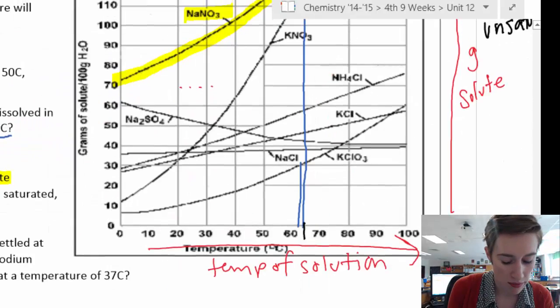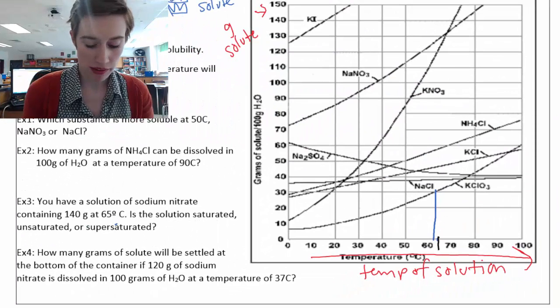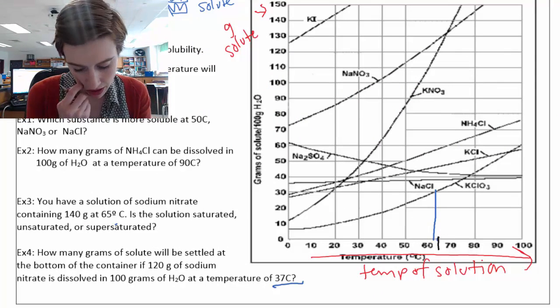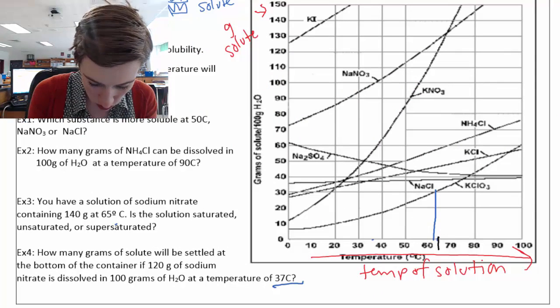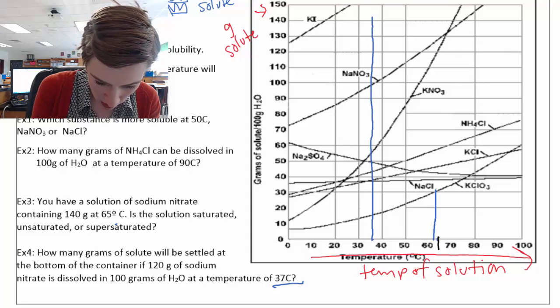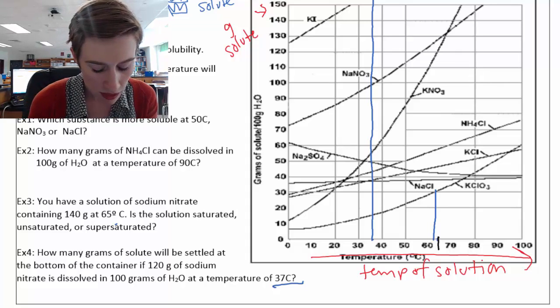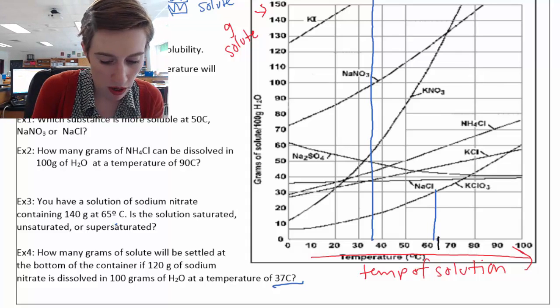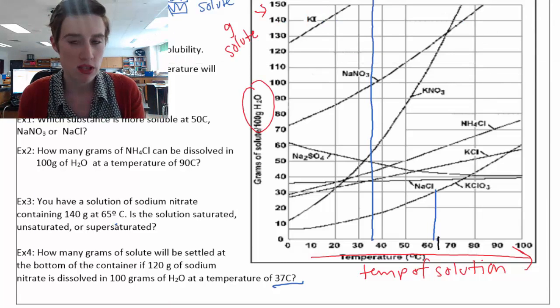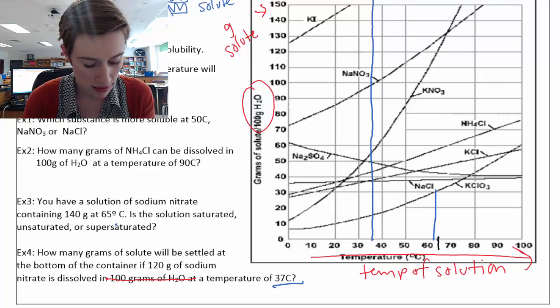Okay, let's look at question 4. Okay, so I read question 4, and again, I always note a couple things. I note the temperature that it's talking about. It's talking about 37 degrees. So it's right here, almost at 40 degrees. So I marked my line for 37 degrees Celsius, okay? It's talking about 100 grams of water. We know, remember from this graph, that everything on this graph is dissolved in 100 grams of water. So that's really extra information. We don't really need that right now.